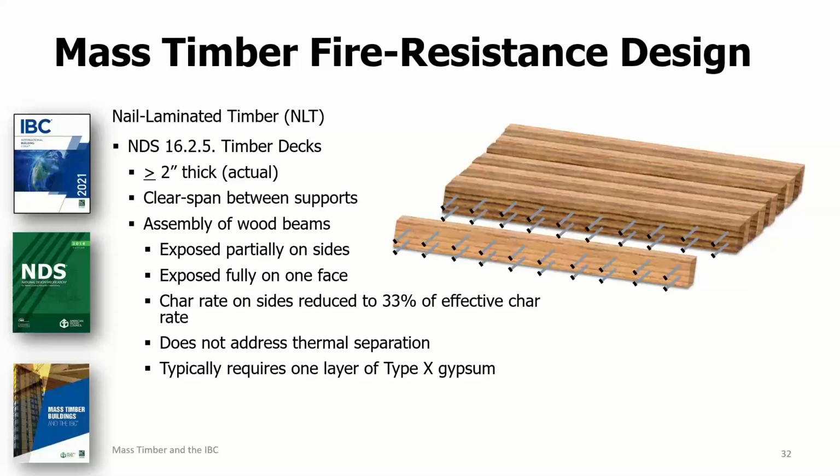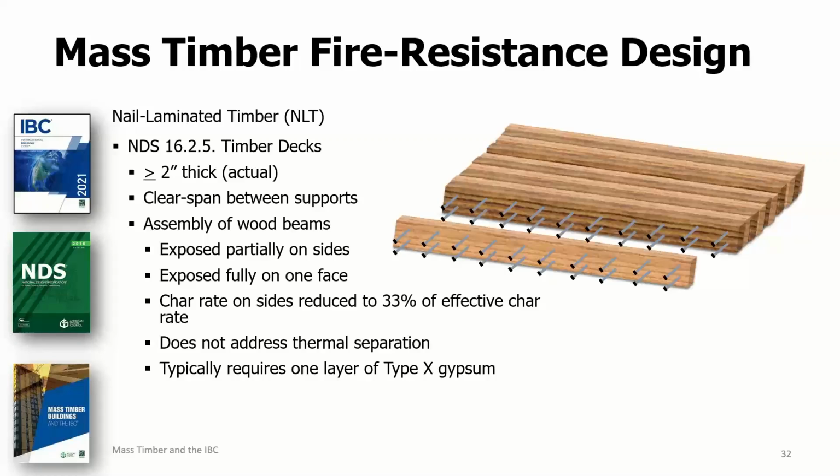Butt jointed decking, on the other hand, is designed as an assembly of wood beams fully exposed on the bottom, and then also, in addition to that, partially exposed on the sides of each lamination. To compute the effects of partial exposure on the sides of each lamination, the char rate for this limited exposure is taken as 1/3 of the effective char rate. For butt jointed timber decking, which includes NLT, these calculation procedures do not address thermal separation.